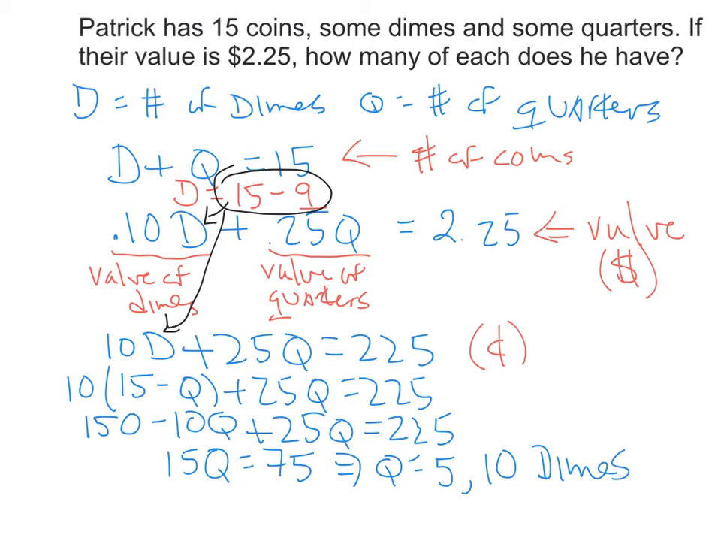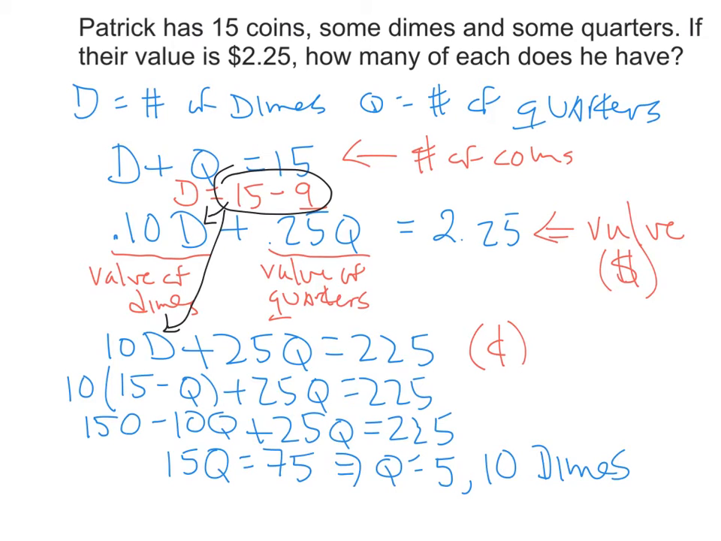It would be useful to check that, of course, we've got 15 total coins. That part's obvious. And if you go back and think, well, 10 cents times 10 dimes is $1 in dimes, and 25 cents per quarter times 5 quarters is $1.25, and $1.25 plus $1 is, in fact, $2.25.